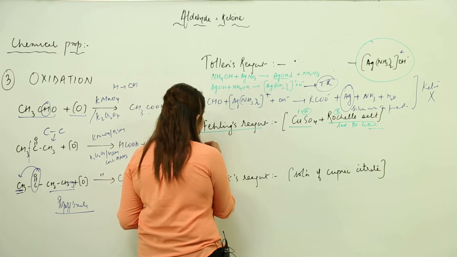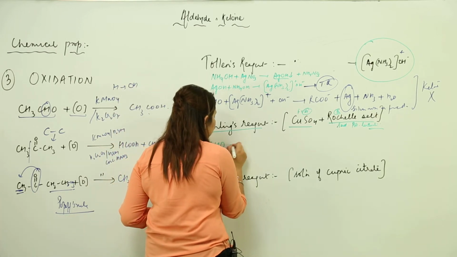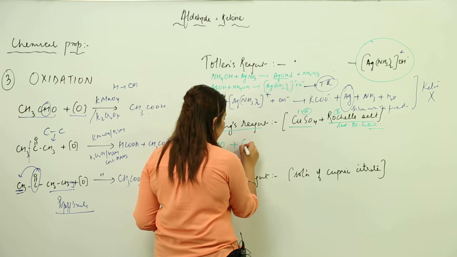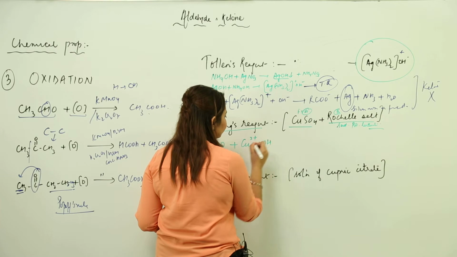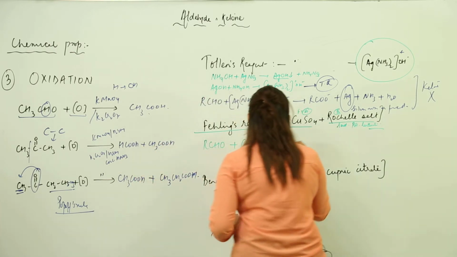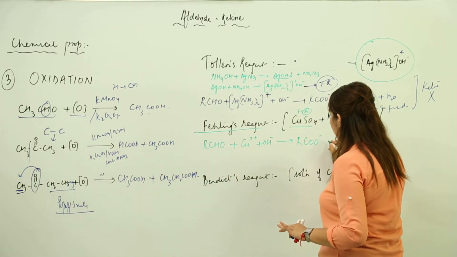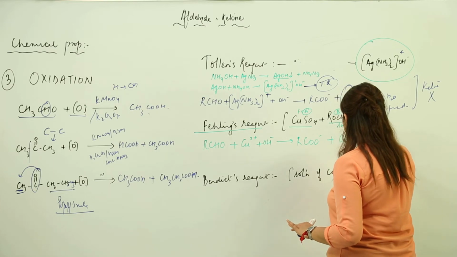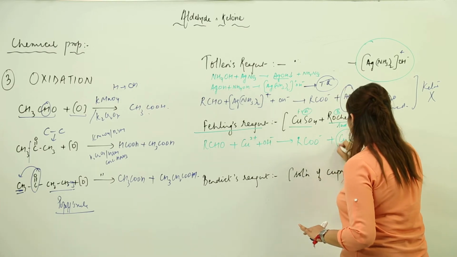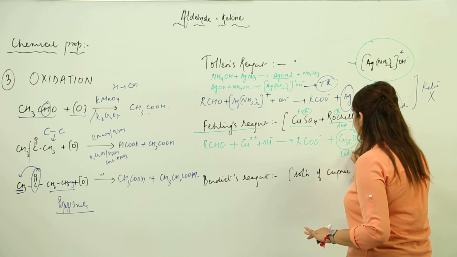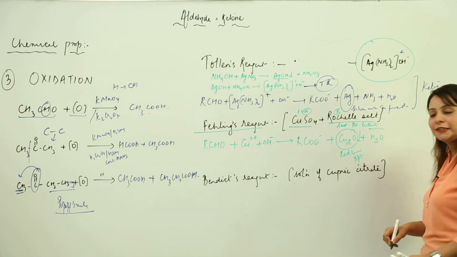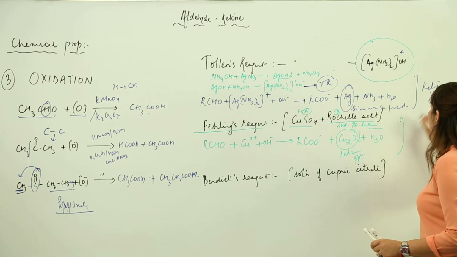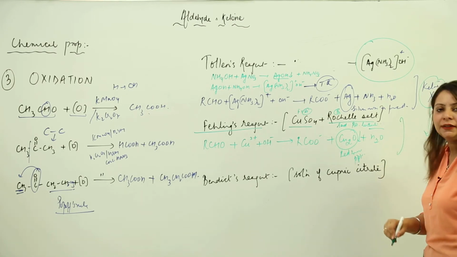So what happens here? Suppose you have an aldehyde. You are going to add Fehling's solution. Let's write the ions which are actually present in it. Right. They are going to oxidize the aldehyde group to a carboxylic acid. It will form copper oxide and water. This copper oxide is a reddish brown precipitate. So whenever this reddish brown precipitate is formed, it means oxidation of the aldehyde has taken place, because this is again not shown by ketones.